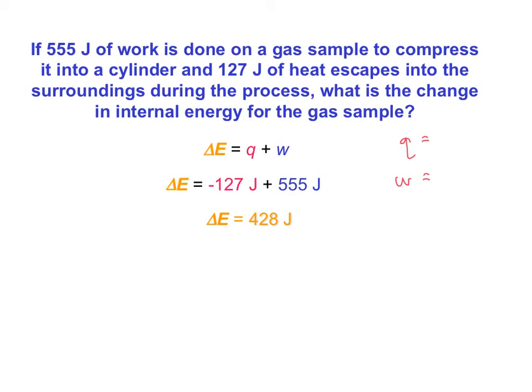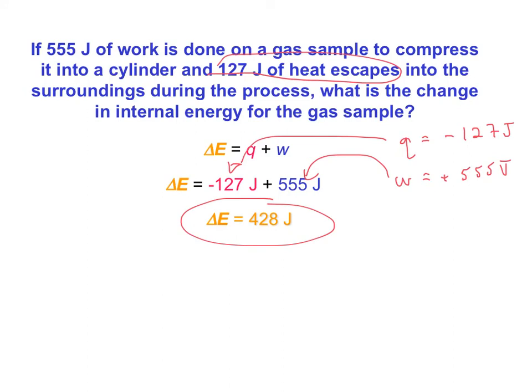Because work is done onto the sample, or onto the system, I know I have a positive work value. Now it tells me that 127 joules of heat escapes into the surroundings. What that means is that my heat has left the system. My system has given off heat to my surroundings. So I know in this case that I'm going to have a negative Q value. When I plug these numbers into the equation and do my basic math, negative 127 joules plus 555 joules gives me an overall positive delta E value.